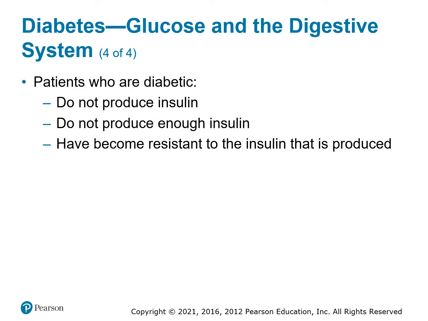Patients who are diabetic either do not produce insulin at all or do not produce enough insulin. Sometimes they have an autoimmune disorder to where their body attacks their ability to create insulin. This is where you're going to have people that are basically born as diabetics. They do not have the ability to make insulin because their body has destroyed that ability to create or use insulin. It basically becomes resistant to the insulin that is produced.